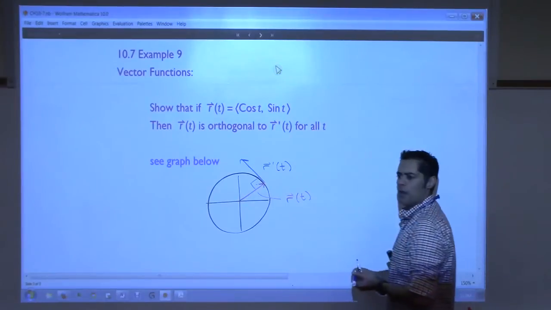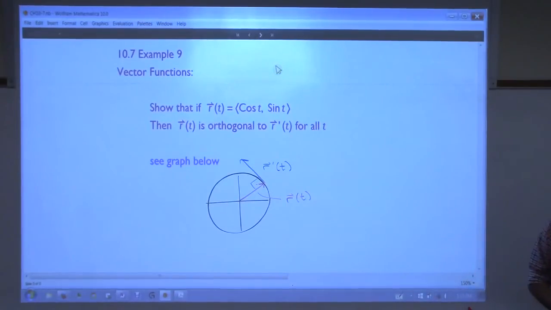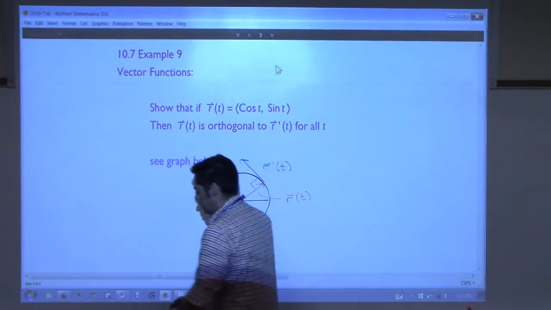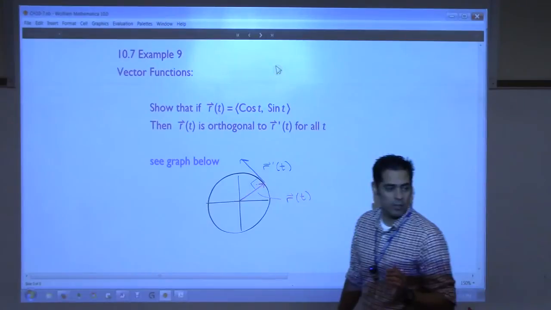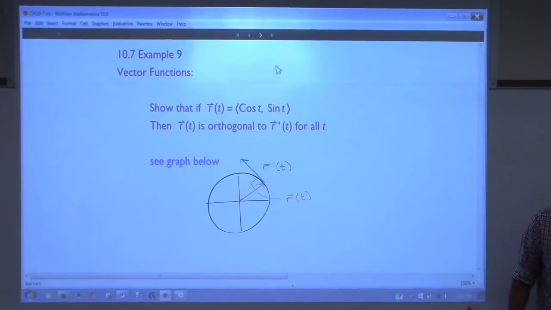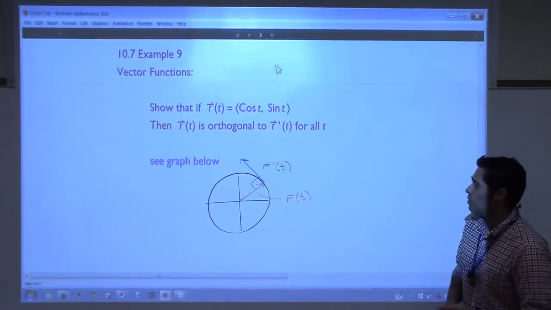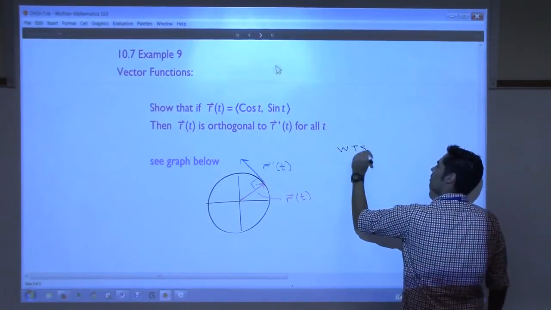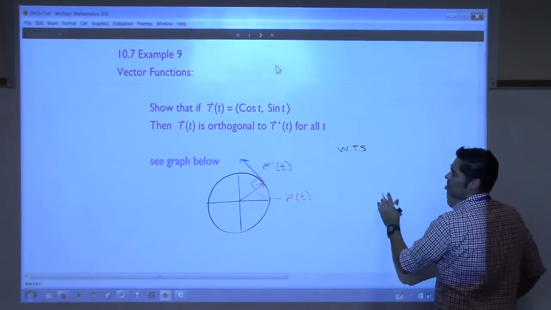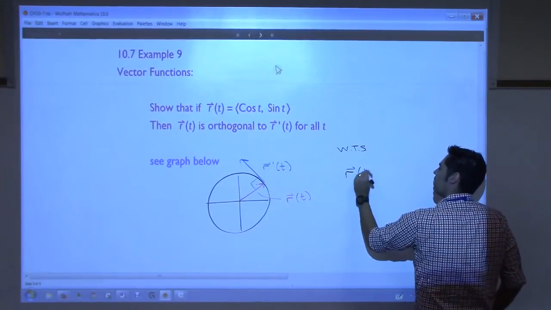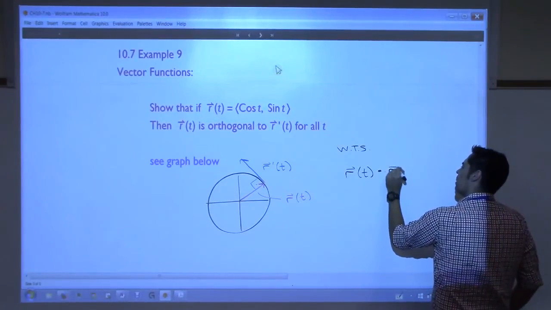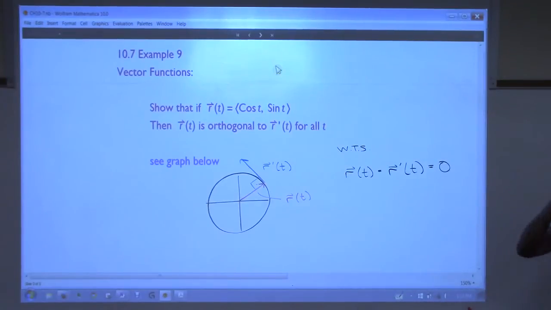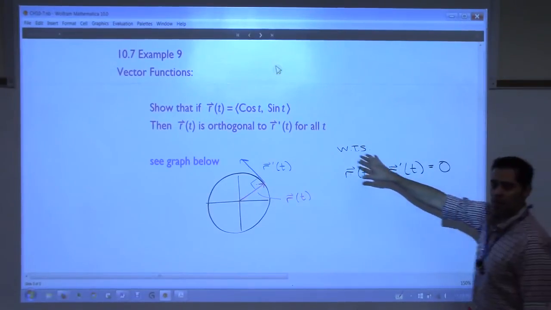I want to show that that's orthogonal. So who wants to volunteer to tell me how you would show that something is orthogonal? What would you do if you wanted to show something was orthogonal? Dot product, right? So really what this comes down to is this. I want to show, WTS, that R dotted with its own derivative is 0 for every t. Do you agree if I show that, then I've done this?